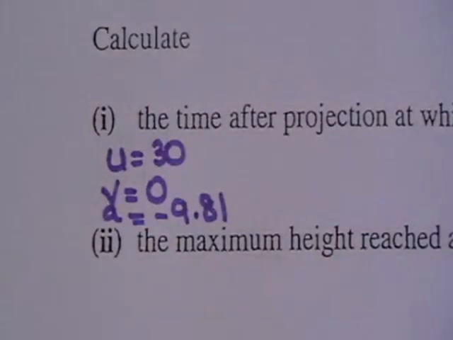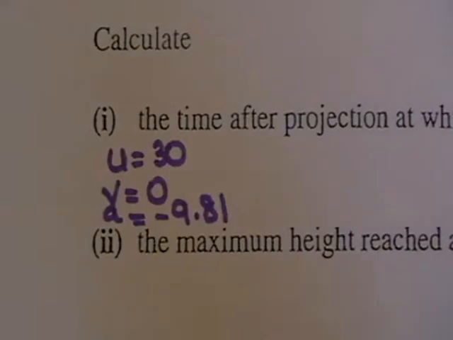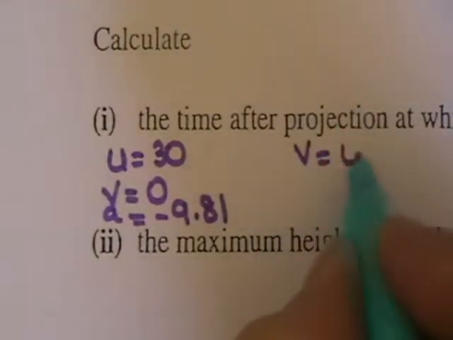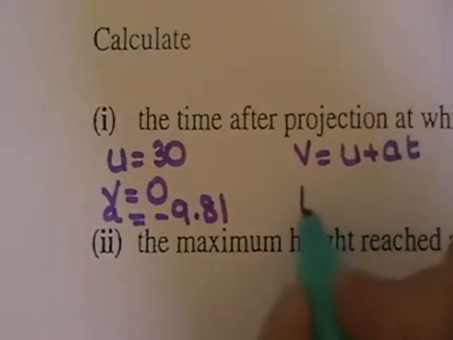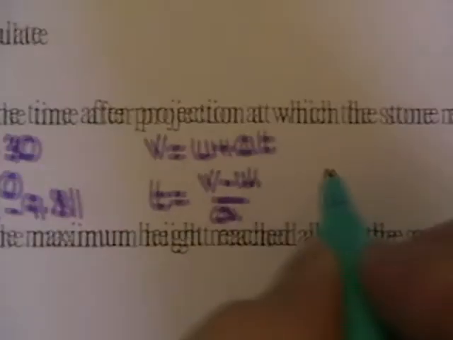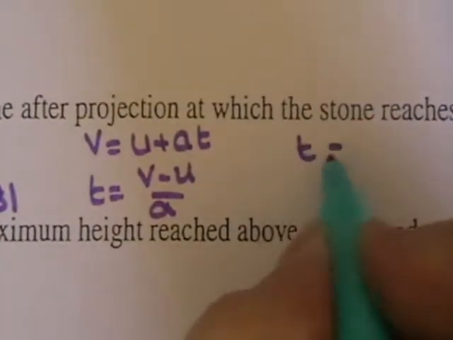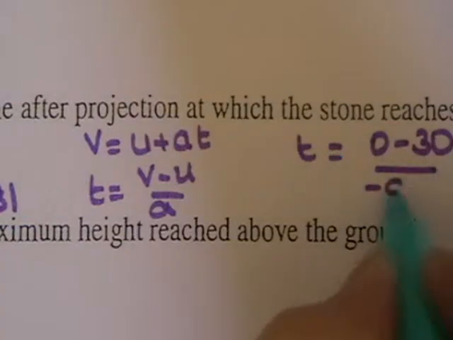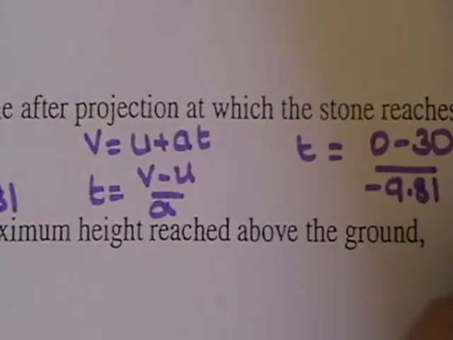Okay, so we're looking for a time, and so V is equal to U plus AT, T is equal to V minus U over A. V is 0, U is 30, A is minus 9.81, and time comes out then to be 3.05 seconds. There's your answer there.